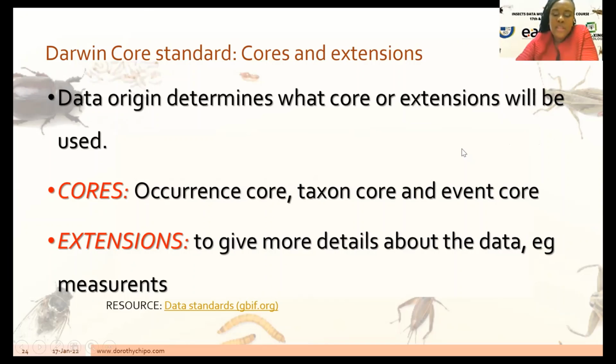So back to Darwin Core Standards. There are cores and extensions on that spreadsheet. These are just spreadsheets that give you the core information and extensions to that information that are already templates offered by GBIF. So the three types, like I said, would be the occurrence core, which is for capturing occurrence data.